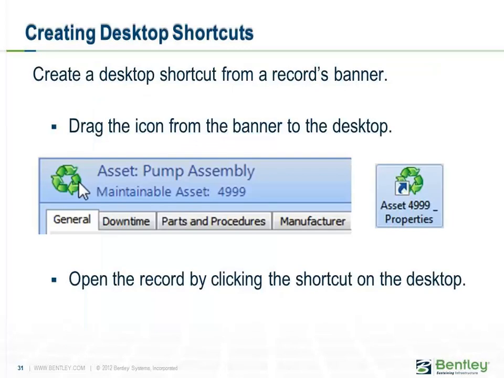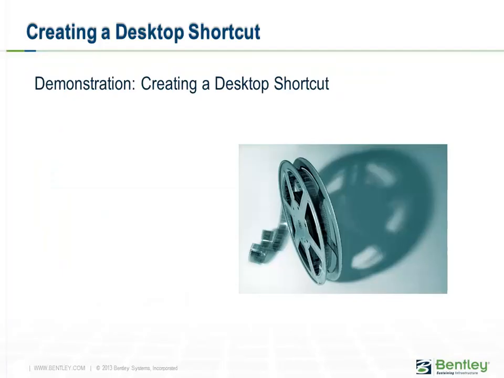Creating desktop shortcuts. You can create a desktop shortcut from a record's banner. Click on the icon that appears in the banner and then drag it from the banner onto the desktop. Then, when you want to open the record, simply double-click the shortcut. Here is a brief demonstration on how to create a desktop shortcut.